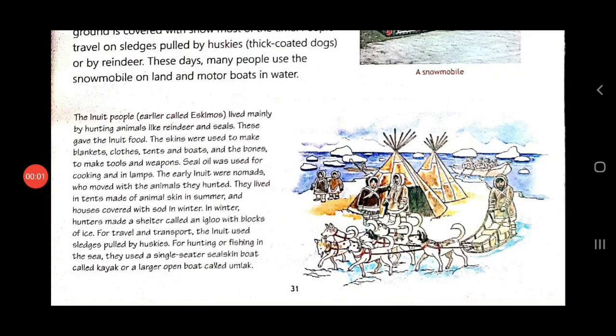If we compare the two boats, children, the umiak boat was larger in comparison to the kayak. In a kayak only a single person can sit at a time, whereas in an umiak more than one can sit.